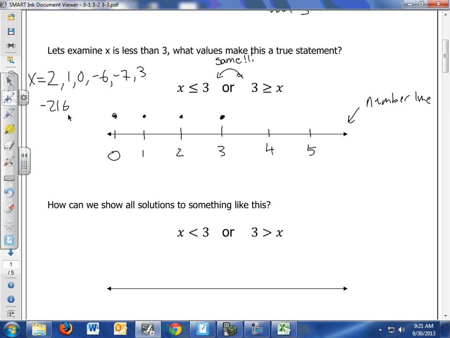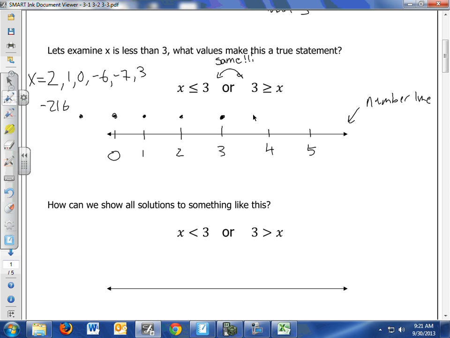Okay? I know -216 is. So I can kind of put a dot over here at -216, but I don't have -216. So I guess I'll put a dot there. I don't know. We'll see. Well, are these all my possible solutions? Am I done showing all my solutions? No, Ms. Sanchez. What are some other solutions?